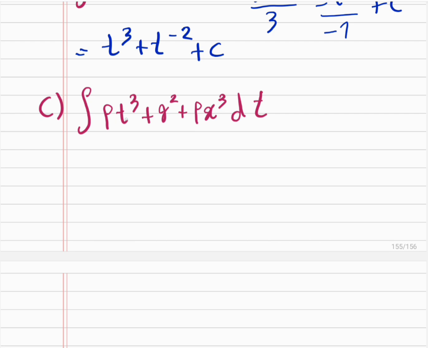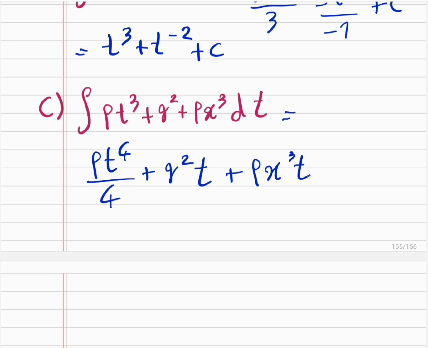So the first term is pt cubed, so 3 plus 1 is 4, and we divide that by 4, so we get pt to the power of 4 over 4. That's the first term. The second term becomes q squared t, because again q is just a constant, and the same for px cubed, it becomes px cubed t plus c, because px cubed here is just a constant. It doesn't have t, so we don't use the usual rule where we add 1 to the power and then divide by it.